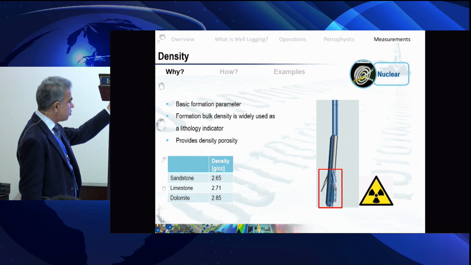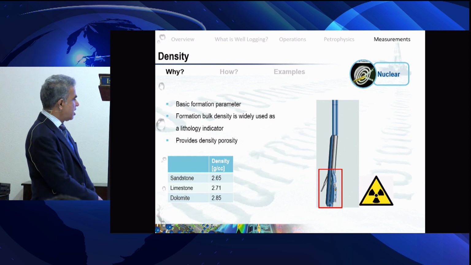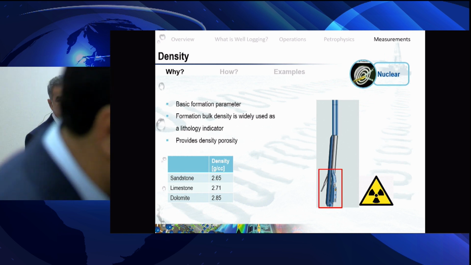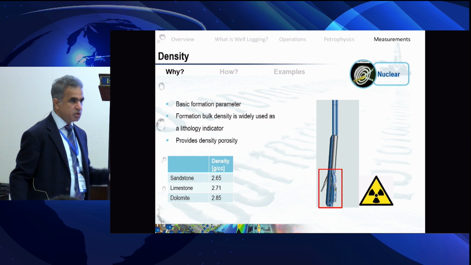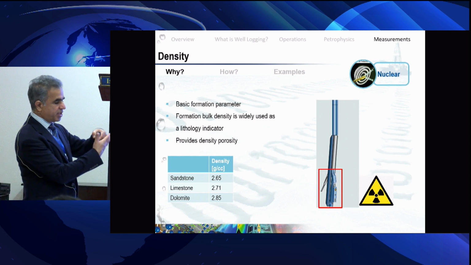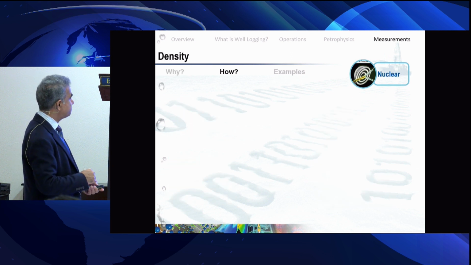So this is how the tool looks like. The tool has a radioactive source on one side, and on the other side it has one arm which opens and touches the borehole wall, which pushes the density pad to the formation. It must touch the formation to make a valid measurement.